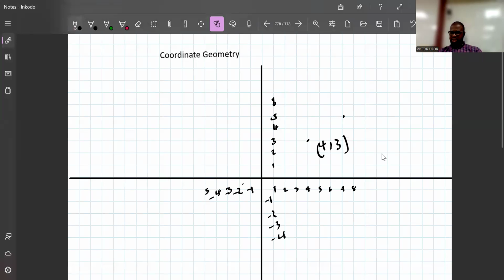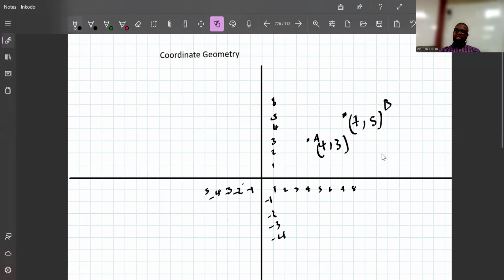So you can say that if this point is A, the coordinate is 4, comma 3. While for this particular point here, the coordinate is 1, 2, 3, 4, 5, 6, 7. The x-axis is 7, and the y-axis is 5. So you can call it 7, comma 5. So if this is B, that is the coordinate.